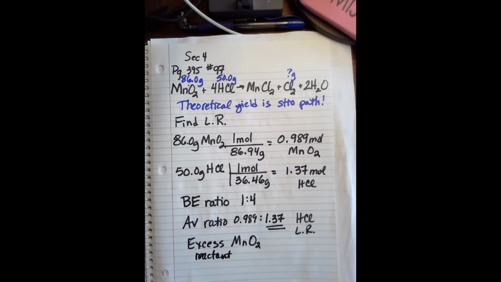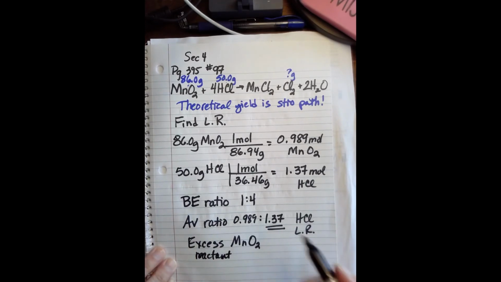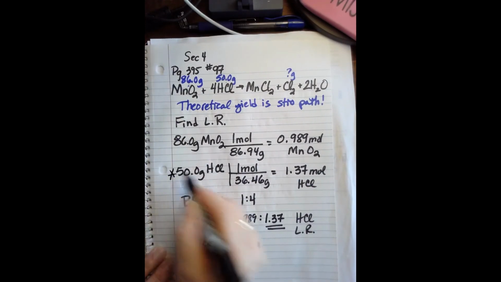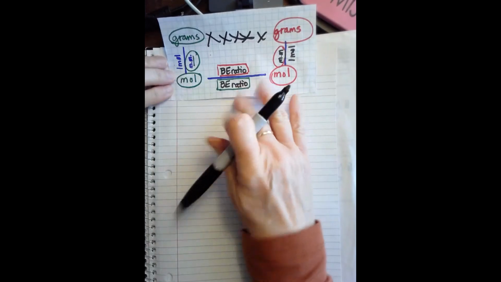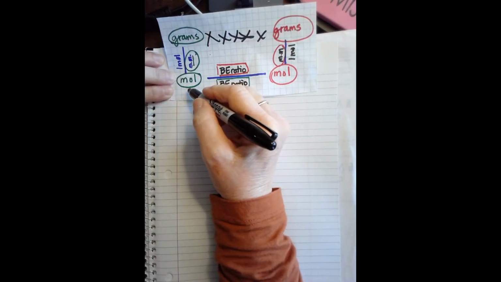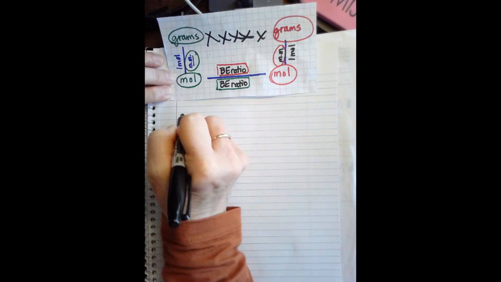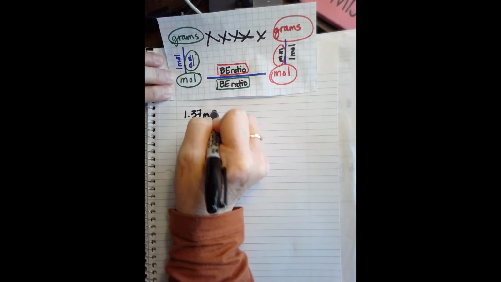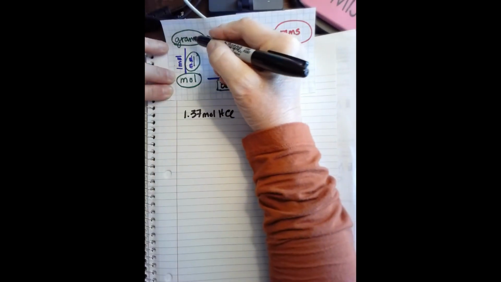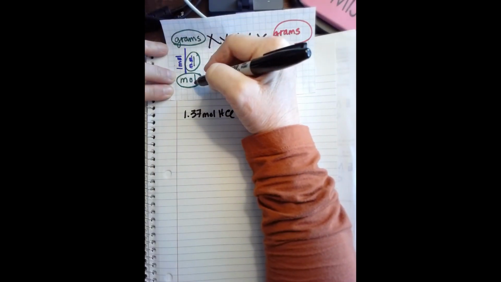Now I have to answer the next question, which says calculate the theoretical yield. So now to calculate the theoretical yield, I have to do stoichiometry with the limiting reactant. So I'm going to turn the page here. The limiting reactant is hydrochloric acid. Now, we already converted hydrochloric acid to moles. So let's just pick up right there with 1.37 moles of HCl. There is no need to go all the way back to 50 grams because we've already done this section.